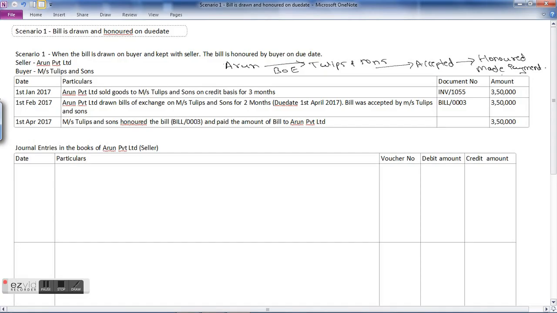The bill was accepted by Messrs Tulips and Sons. The amount is 3,50,000. Then on 1st April, the due date of the bill, Messrs Tulips and Sons honored the bill and paid the amount to Arun Private Limited. Now let's pass the journal entries in the books of Arun Private Limited. Arun Private Limited is the seller, so let's pass the journal entry.